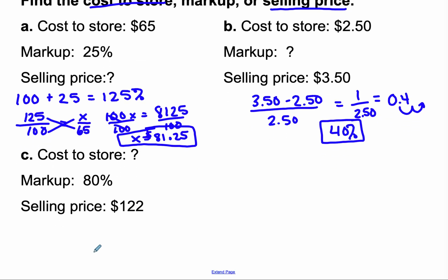All right, let's take a look at our next one. Cost to store, we don't know. The markup's 80%. The selling price is $122. I don't know the original. I'm going to have to add with my percent first. 100 plus 80 equals 180%. I'm going to do an equation on this one since I did a proportion on that one. So my part, 122, equals the percent as a decimal, 1.8. This is the number we're using for a percent, times the original, which we don't know.